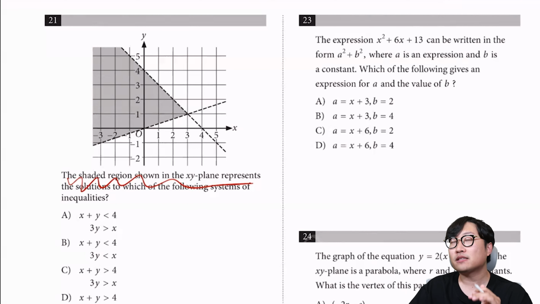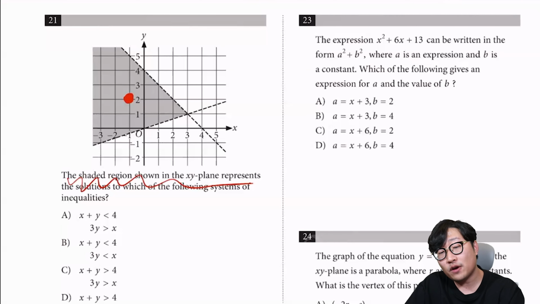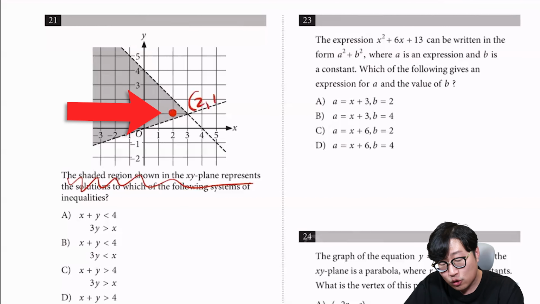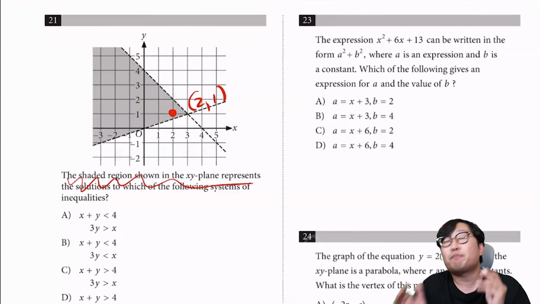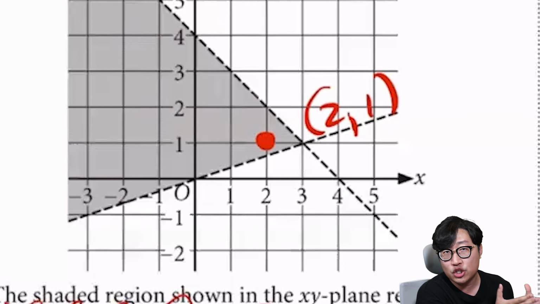So if you're going to pick some point, don't pick something right down in the middle of a region, because the chances are that point might work for so many other choices. So if you're going to pick a point, pick something like this right there. You see that? 2 and 1. Why would I pick that one? Because that point is so close to being out of the shaded region.